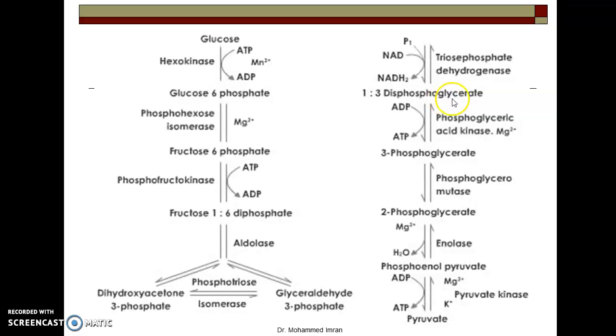Here 1,3-diphosphoglycerate is converted into 3-phosphoglycerate with the help of enzyme phosphoglycerate kinase, and this 3-phosphoglycerate is converted into 2-phosphoglycerate. Just here the phosphate group position has been changed from 3 to 2 with the help of enzyme phosphoglyceromutase, and this 2-phosphoglycerate is again converted into phosphoenolpyruvate with the help of enzyme enolase, and finally phosphoenolpyruvate is converted into pyruvate, which is the end product of glycolysis cycle.